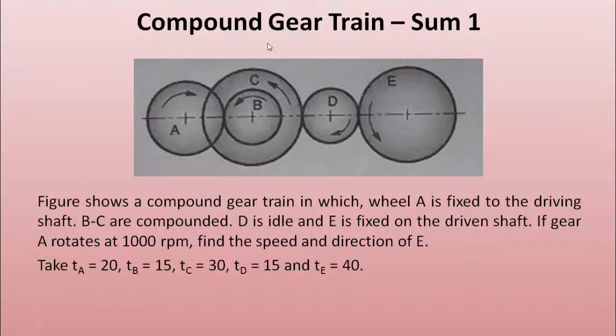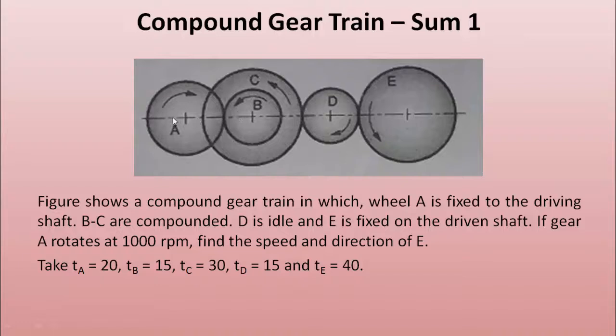This is our first sum on compound gear train. So now we saw simple gear train and we are moving on to compound gear trains. In compound gear train, as you can see, B and C are the compounded gears. That is, both gears are on the same shaft.